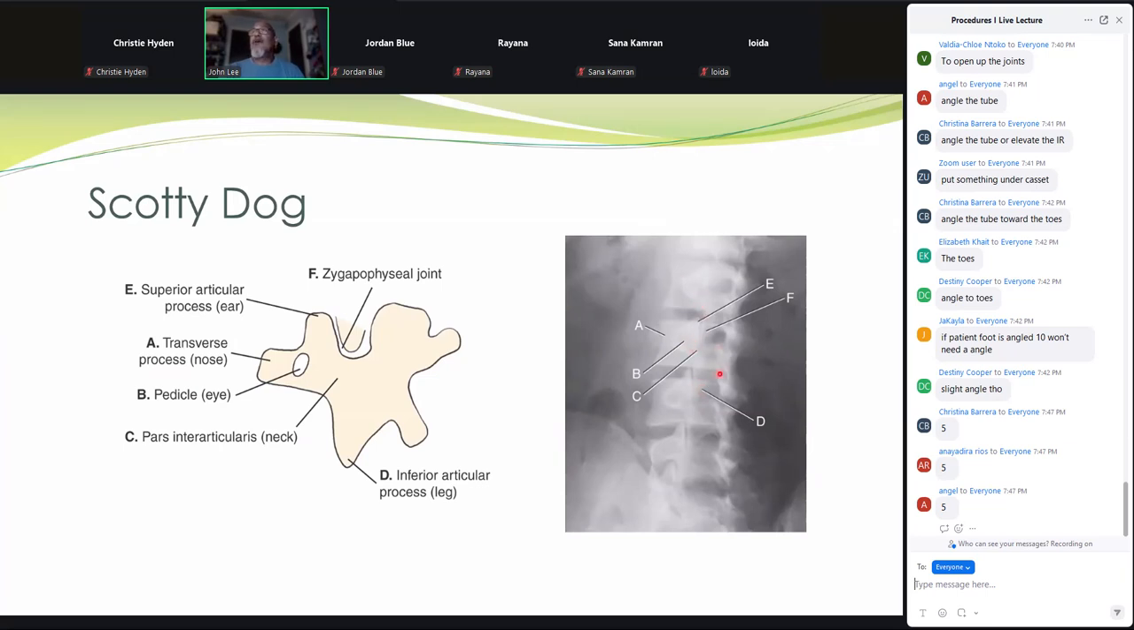Of course, both of those make up the zygapophyseal joint that we're visualizing here, separating the ear from the leg of the next or the previous joint. Then that area between the zygapophyseal joint and the pedicle is the neck, or the pars interarticularis.